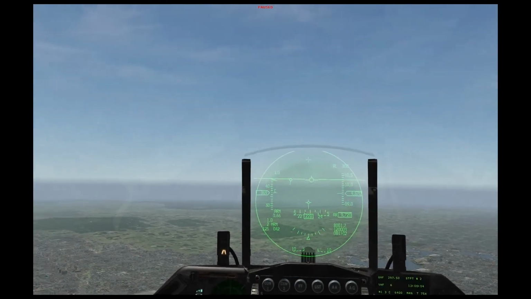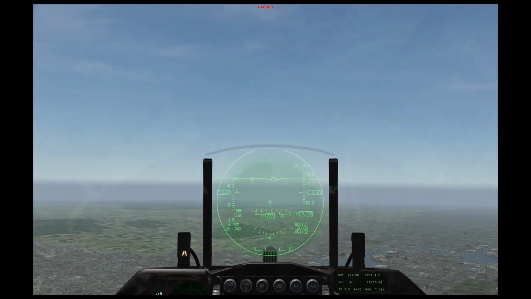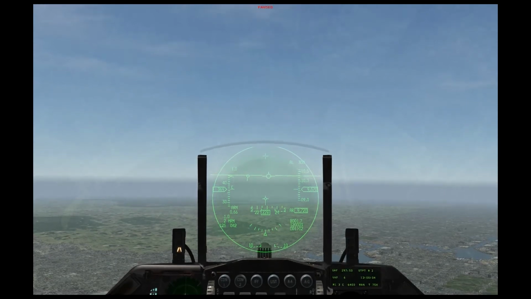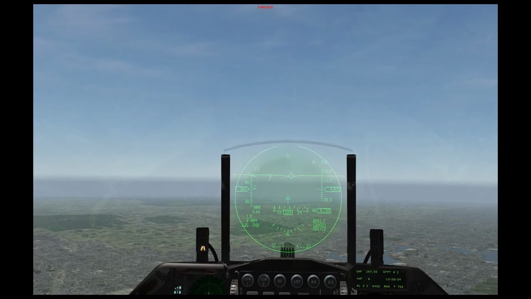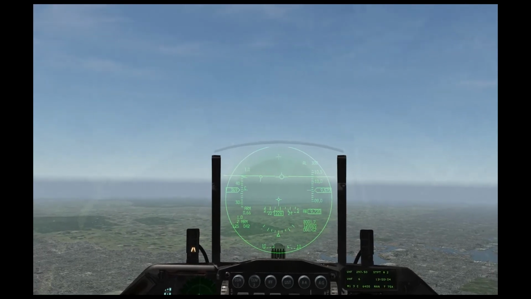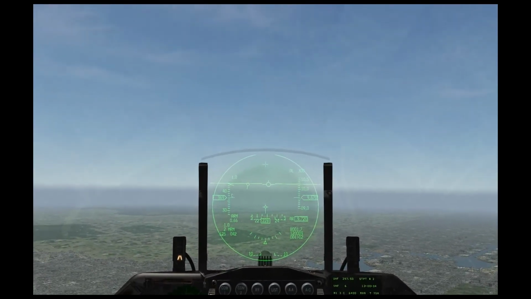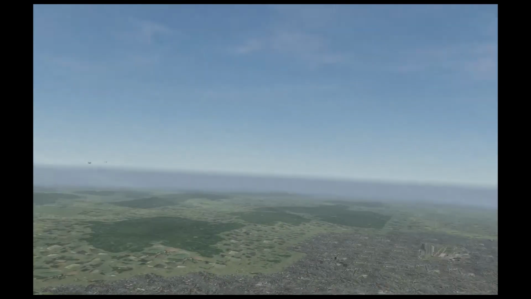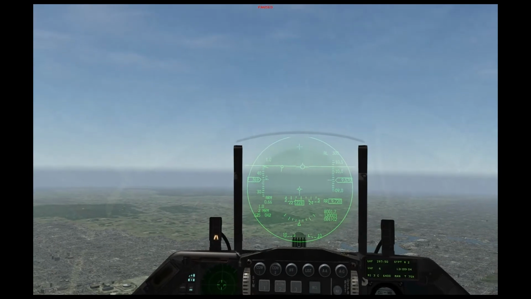So in this Falcon 4 BMS tutorial, I'm going to walk you through how to use the FCR, or Fire Control Radar. The FCR is used to lock up targets both in the air and on the ground. For purposes of this tutorial, I'm just going to go over using it to lock up air targets. So, where is the FCR?